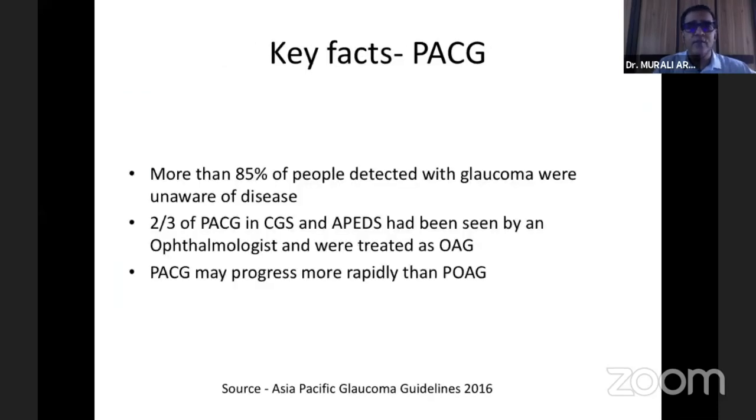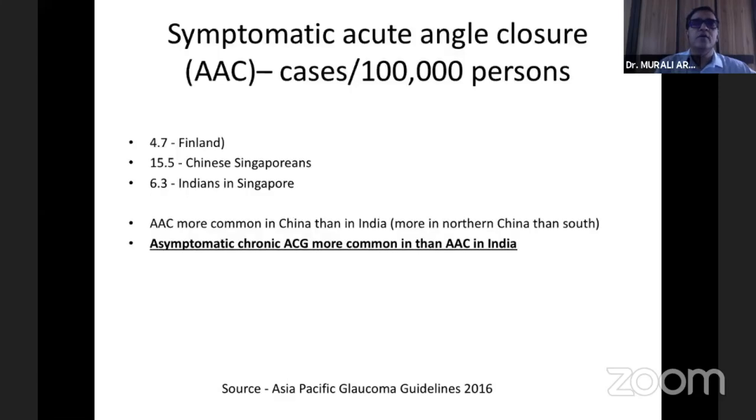The key facts about angle closure glaucoma, more importantly, are that about 85% of people detected with glaucoma were unaware of the disease. And two-thirds of PACG in these large studies had been seen by an ophthalmologist earlier and were treated as open angle glaucoma because gonioscopy was not done or not done properly. And PACG may actually progress more rapidly than open angle glaucoma. So very often we fear that acute angle closure is common and we're scared about dilatation and so on.